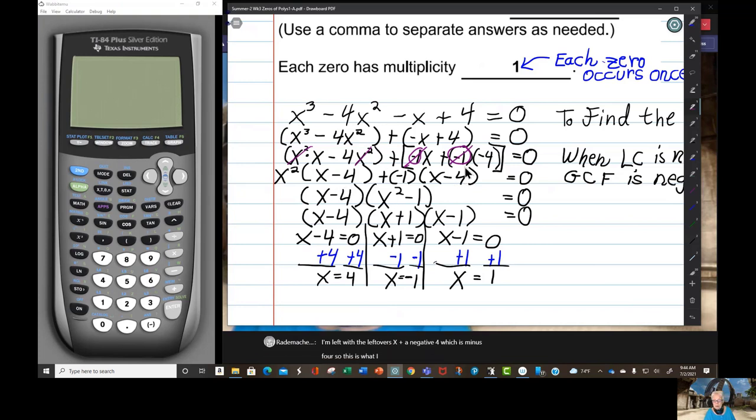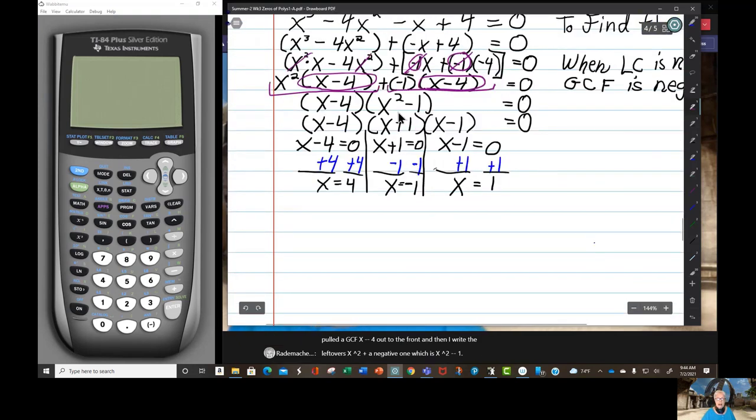So this is what I've got now. Look at this. Now my GCF is x minus 4. It occurs in both of these terms, which are separated by a plus sign, the way it should be. I pull the GCF x minus 4 out to the front, and then I write the leftovers x squared plus a negative 1, which is x squared minus 1. X squared minus 1 factors by the difference of two squares, x plus 1 and x minus 1.